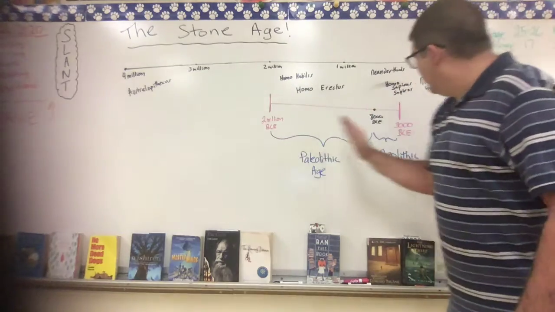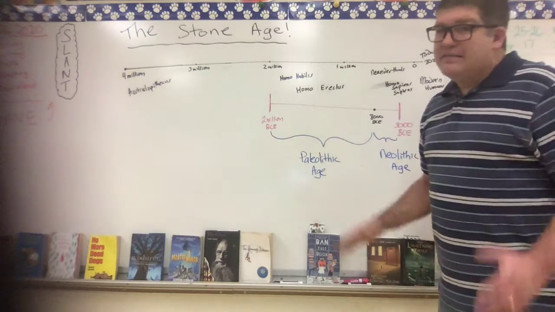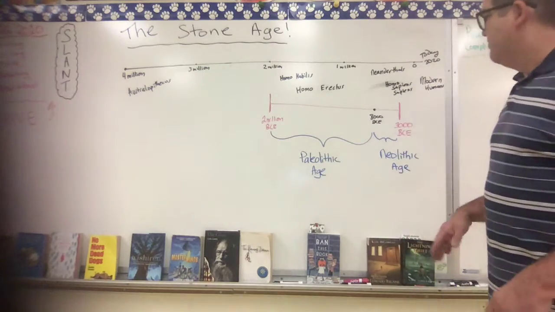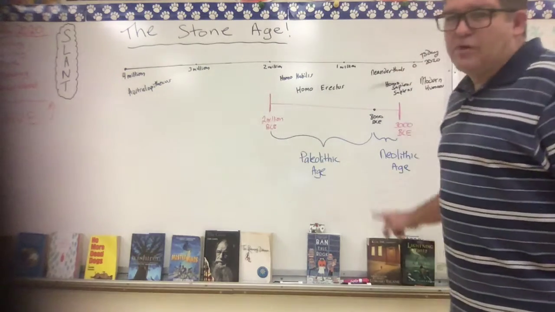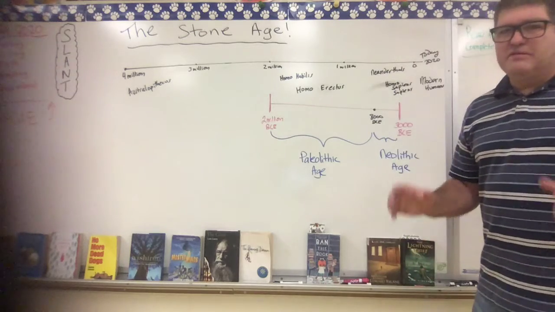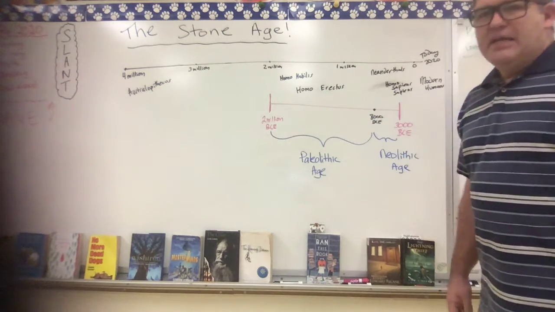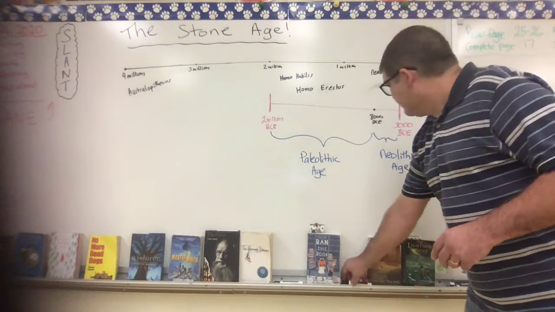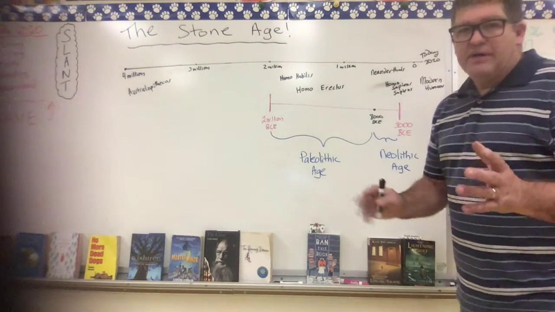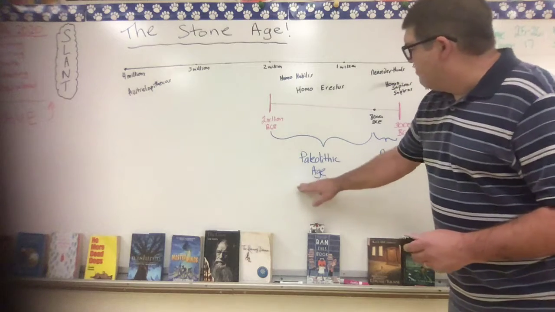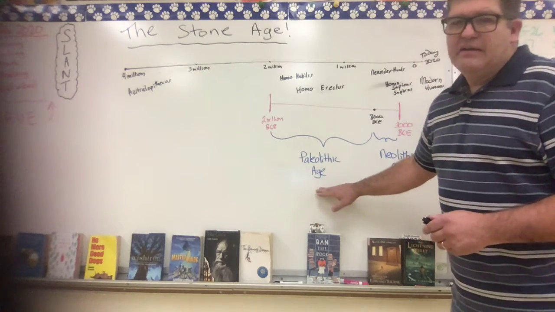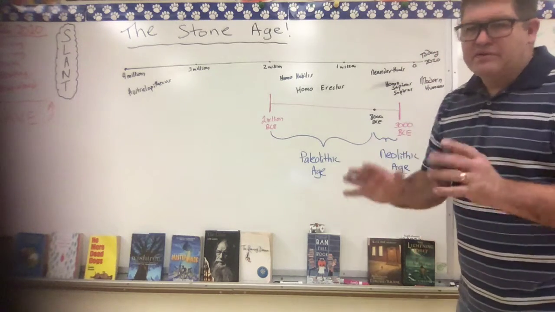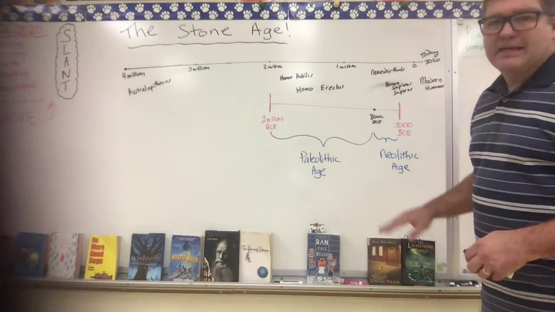So from 2 million to 3,000. That's a lot of years. This is called the Stone Age. The Stone Age is between that time frame. And the Stone Age is broken up into two areas. You have something called the Paleolithic Age, Paleolithic Stone Age, and the Neolithic Age.